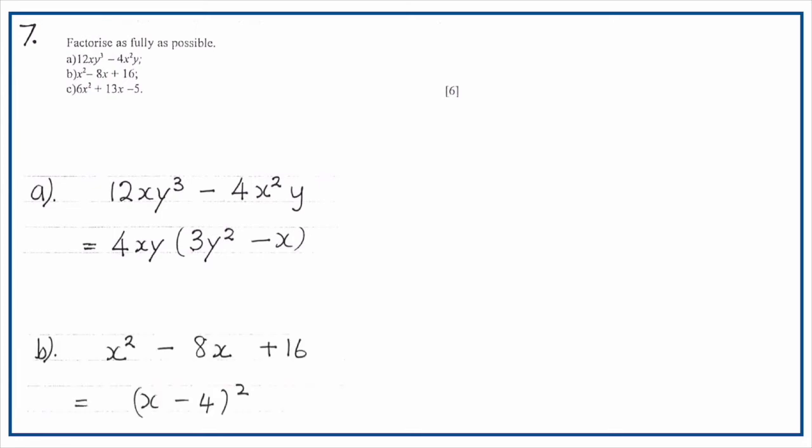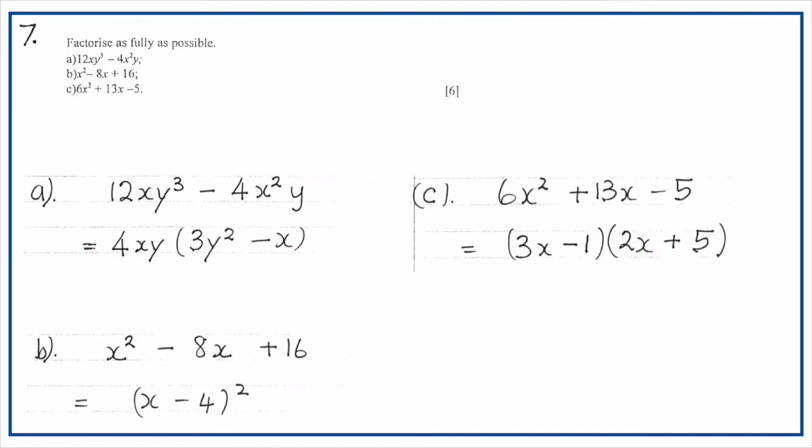7b, x squared minus 8x plus 16 factorizes completely as x minus 4 in bracket squared. 7c, 6x squared plus 13x minus 5 factorizes completely as 3x minus 1 in one bracket times 2x plus 5 in the other bracket.